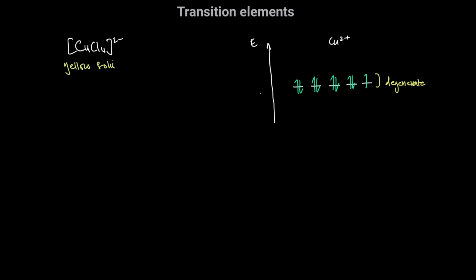Again, it's the same copper 2 plus ion. It's the same metal ion here, but it's a different complex ion. So it's not the metal ion that determines the color, it is the complex ion. Different complexes have different colors. So the question arises, why do different complexes have different colors?